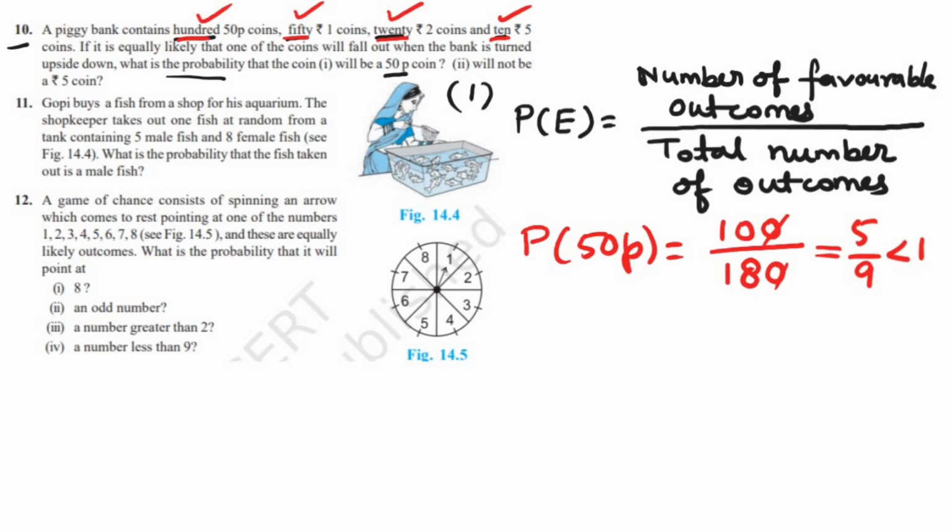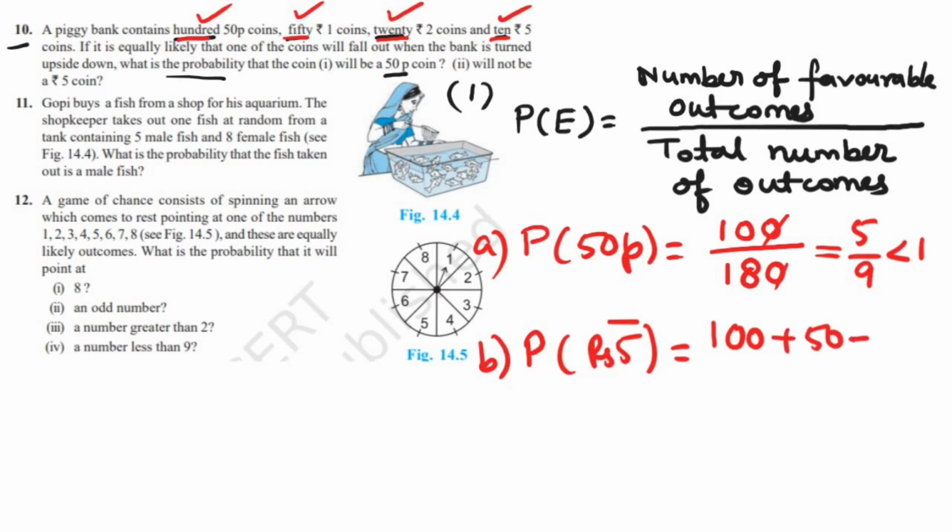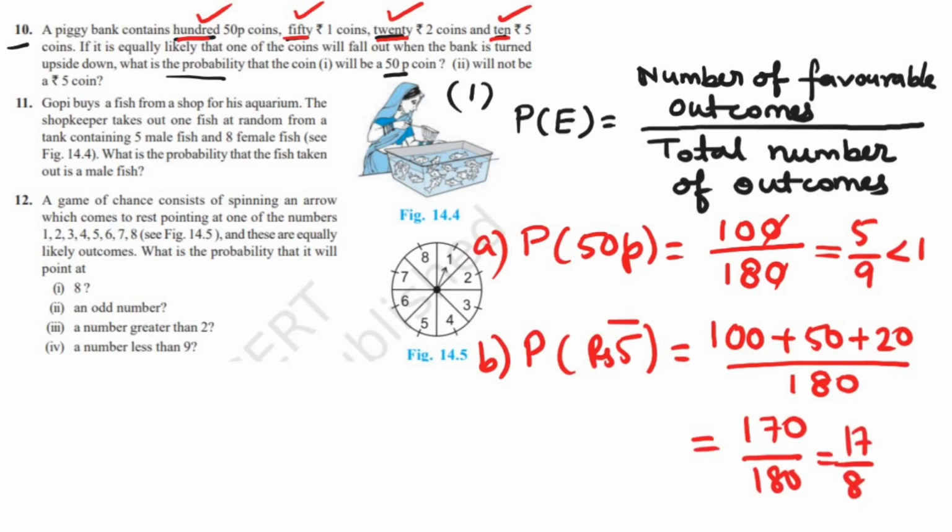The second bit is, what is the probability that it is not a rupees 5 coin? So it should not be a rupees 5 coin. If it is not a 5 rupee coin, it should be those 100 50 paisa coins, or those 50 1 rupee coins, or the 20 rupees 2 coins out of the 180 coins. So this turns out to be 170 by 180, which is 17 over 18. This also is a number less than 1.